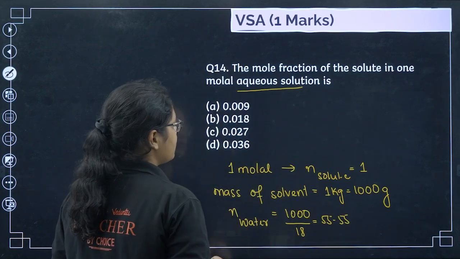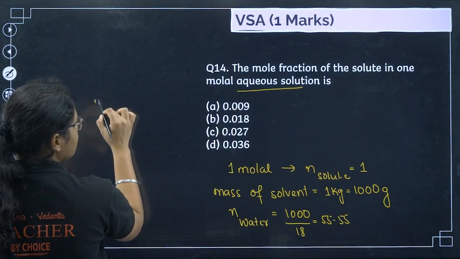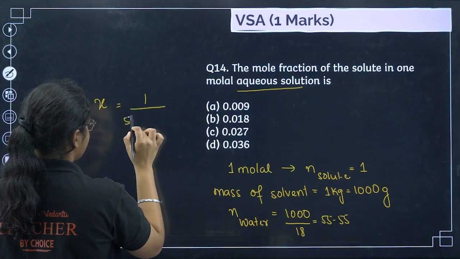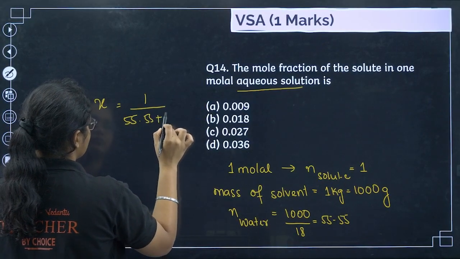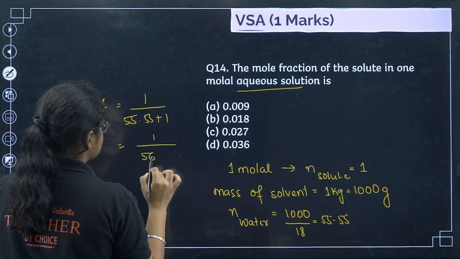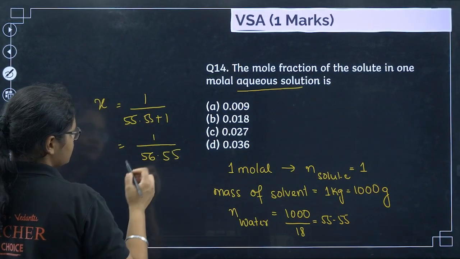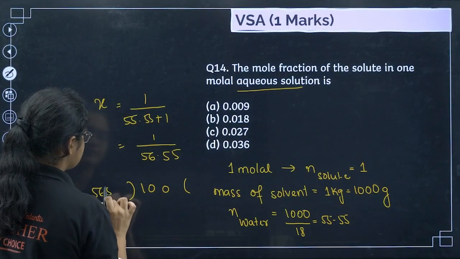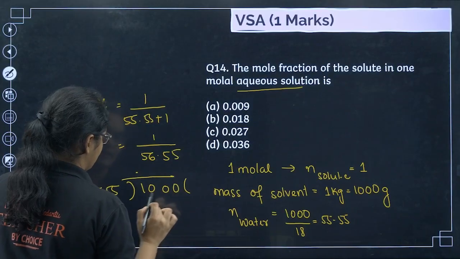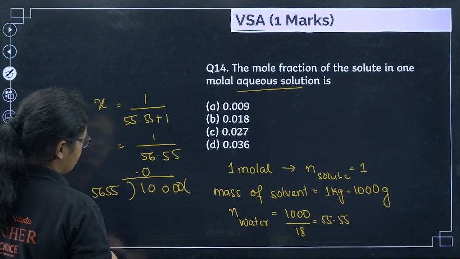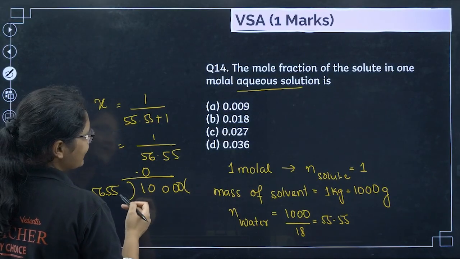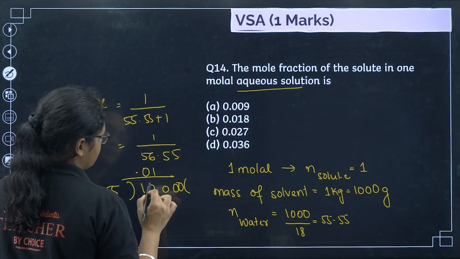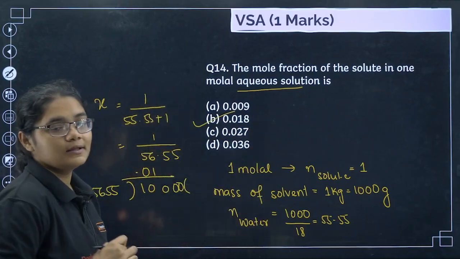Now if I want to calculate the mole fraction, it will be equal to the number of moles of solute by 55.55 plus 1. So that is 1 by 56.55. If I divide it, I can write it as 1000 divided by 5655. Next I put a decimal and again get a number here. 2 5s are 10 will not work. It will be 0.01 something. That is option number B here.